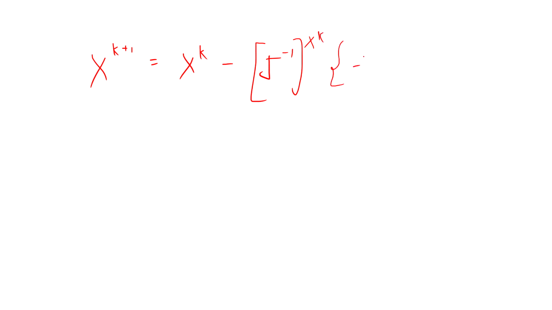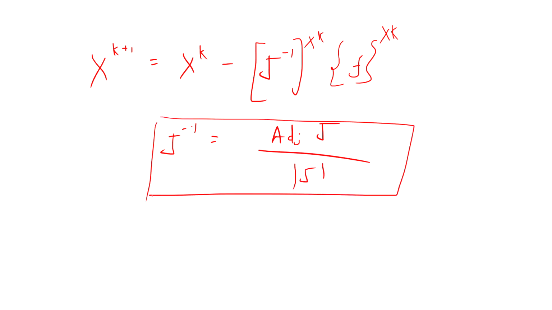So what we got out of this is that the vector at k plus 1 is nothing but the vector xk minus the Jacobian inverse at xk times the function at xk, where the Jacobian inverse is defined as the adjoint of the Jacobian matrix upon the mod of the Jacobian matrix. So this is the inverse of the Jacobian matrix, where the mod of J should not be equal to 0. So this is the condition. This is how we can find the solution of a system of equations using the Newton-Raphson method.